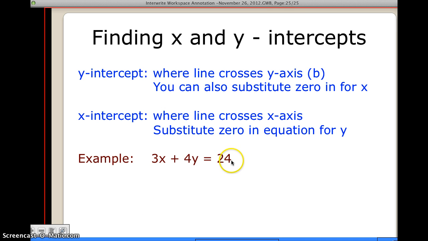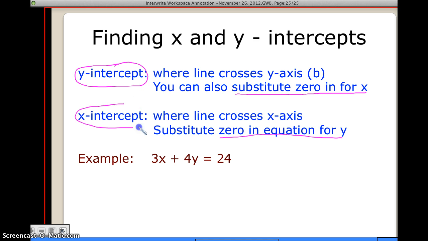Finding the x and y intercepts. The y-intercept is where the line crosses the y-axis. We know that as the b, but that's only with slope-intercept form, the y equals mx plus b. Anywhere else, they don't call that the y-intercept. You can also substitute 0 in for x, and that will find the y-intercept. Or you could substitute 0 in for y, and that would find the x-intercept.